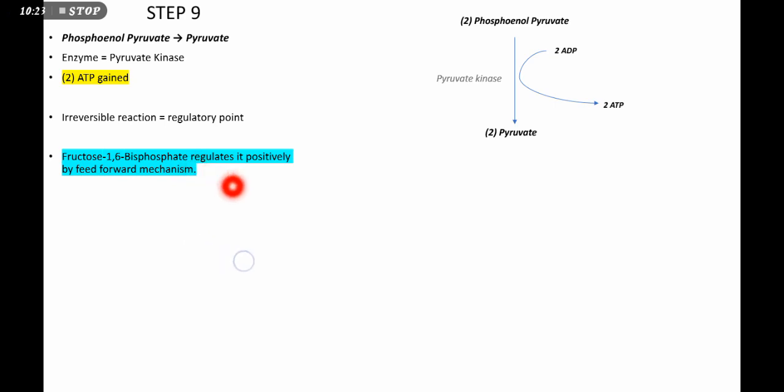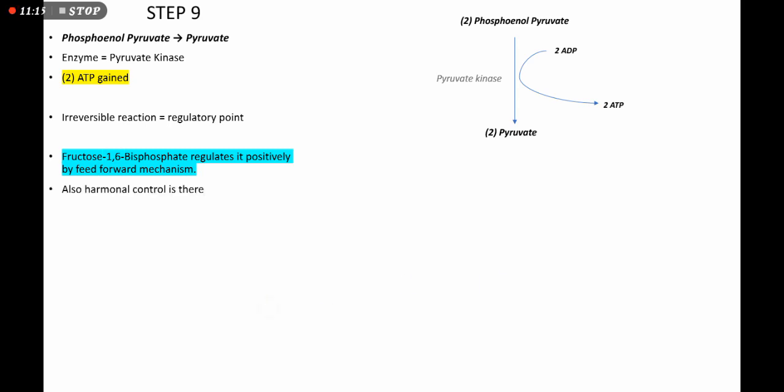Now, fructose 1,6-bisphosphate regulates it positively by a feed-forward mechanism. Fructose 1,6-bisphosphate, a 6 carbon compound, was formed at the very start, step number 4 of glycolysis. When that compound is formed, it activates pyruvate kinase by a feed-forward mechanism. That is, if increased glycolysis is occurring, increased fructose 1,6-bisphosphate will be formed, which will cause pyruvate kinase to increase its activity, and glycolysis will occur in an orderly fashion.